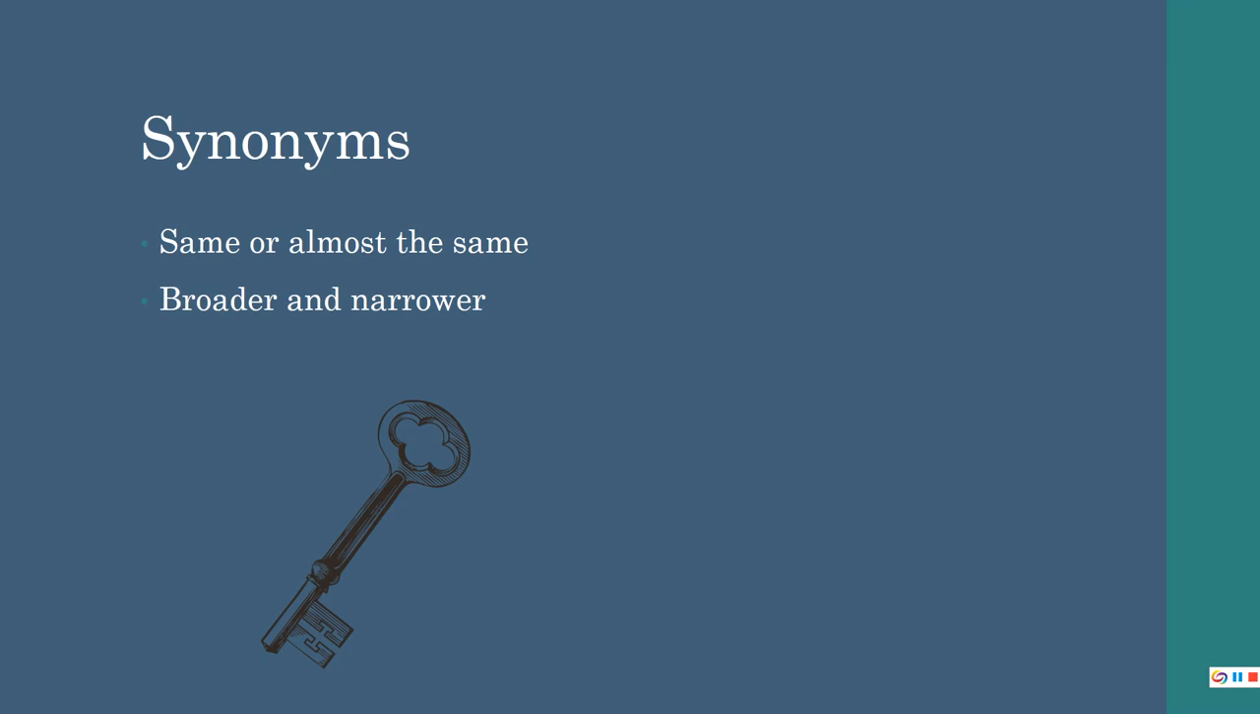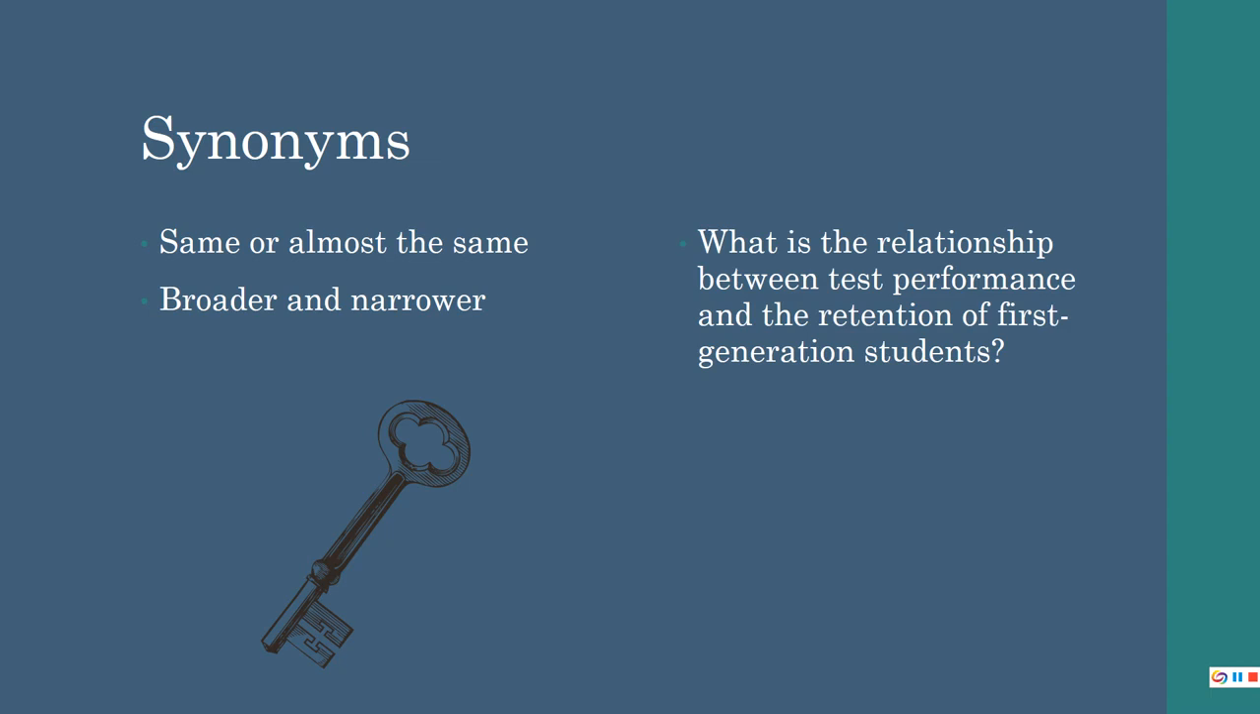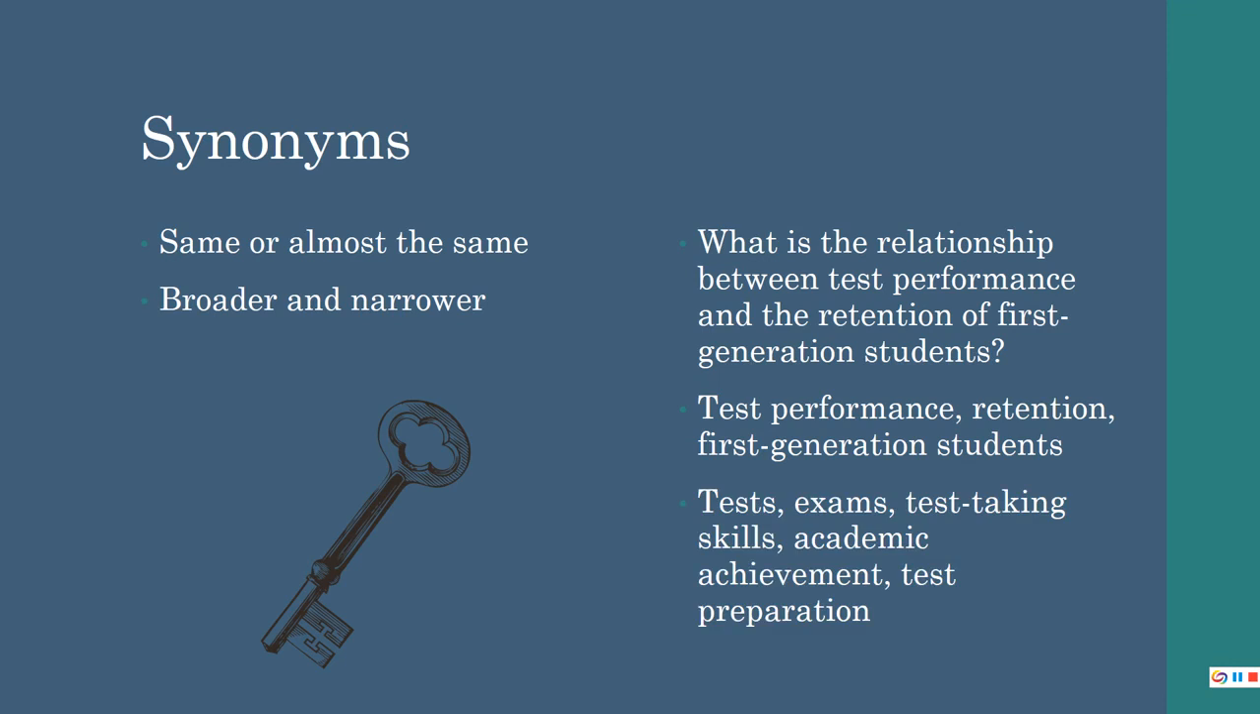Let's use what is the relationship between test performance and the retention of first-generation students as our example this time. Our keywords would be test performance, retention, and first-generation students. We can find several words and phrases that act as synonyms for test performance. Some examples are tests, exams, test-taking skills, academic achievement, and test preparation.